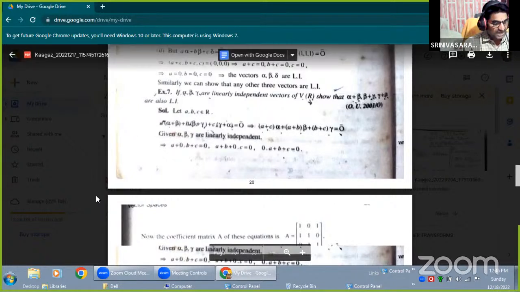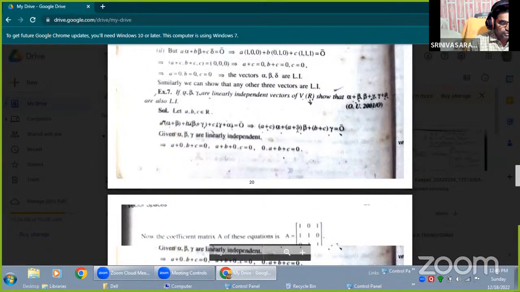So when alpha, beta, gamma are linearly independent, those scalars are 0. A plus C equal to 0, A plus B equal to 0, B plus C equal to 0, by the given condition. So writing A plus C means A plus 0 into B plus C equal to 0. This is A plus B; A plus B plus C is not there. The second scalar plus 0 into C equal to 0. Now in this section, B plus C is here, 0 into A plus B plus C equal to 0.